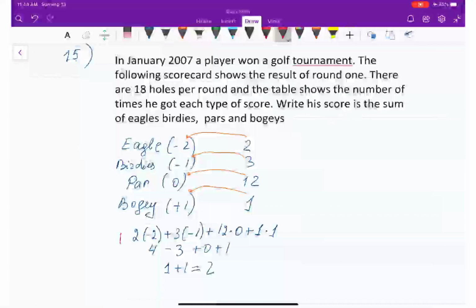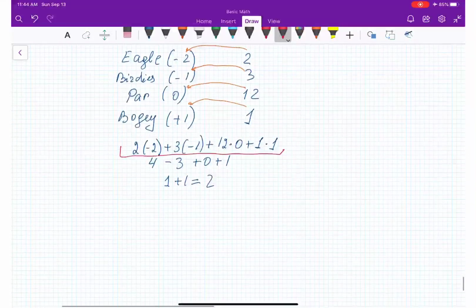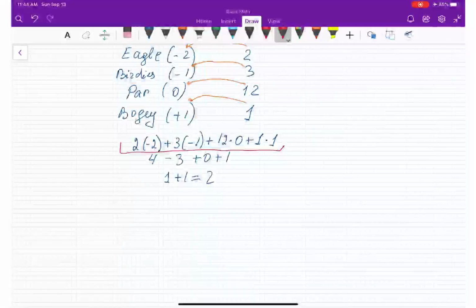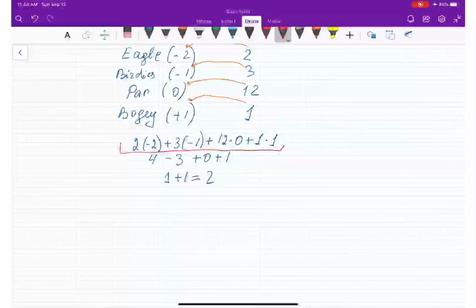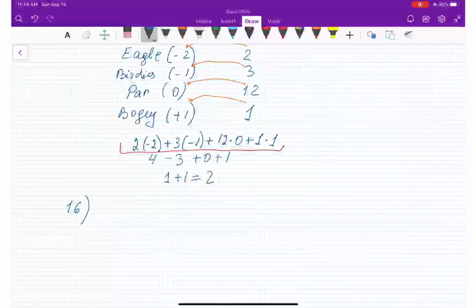All right, question number 16. So what do we have? Rectangular table. All right.